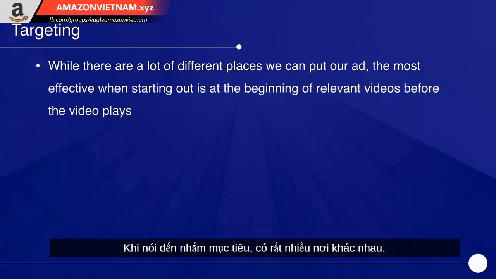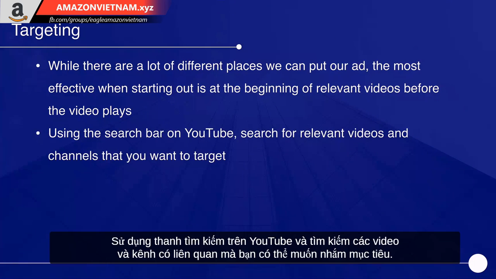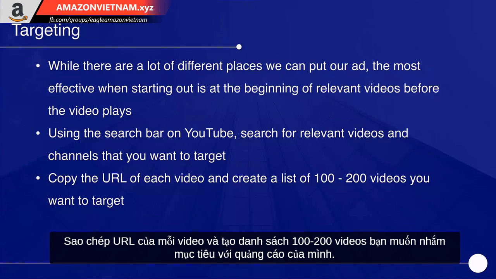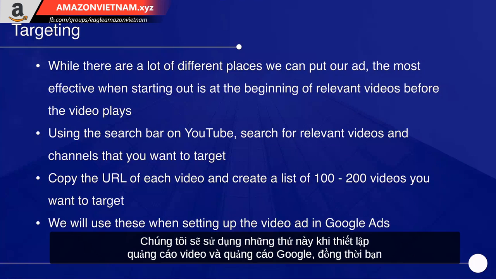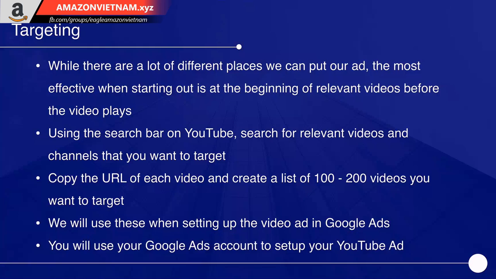When it comes to targeting, there are lots of different places we can put our ad, but the most effective when starting out is at the beginning of relevant videos before the video plays. Use the search bar on YouTube and search for relevant videos and channels that you might want to target. Copy the URL of each video and create a list of 100 to 200 videos you want to target with your ad. We will use these when setting up the video ad in Google Ads, and you will use your Google Ads account to set up your YouTube ad account.